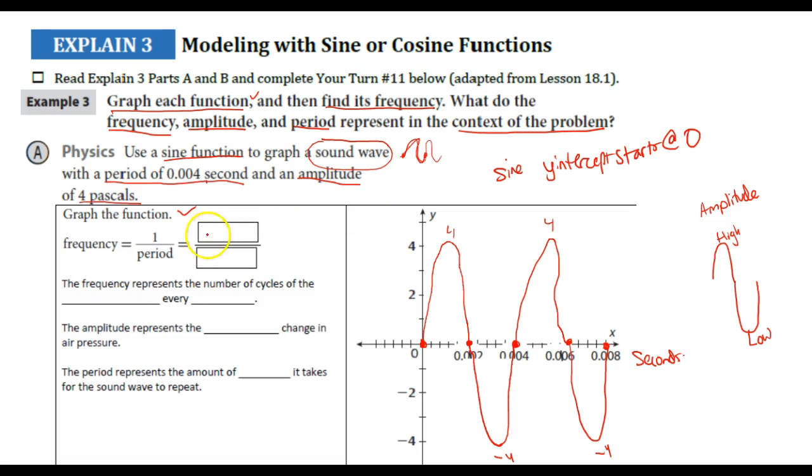Okay, now we're going to find the frequency. Now just so you know, frequency can be found by dividing 1 by your period. So that's 1 divided by 0.004 seconds. Alright, so work that out on your calculator. Take a second. And that would be about 250. So now let's fill out some sentence starters, because they said not only graph it, find its frequency. We did the first two things. That's awesome. We graphed it, found its frequency, but now we've got to tell what these values mean in the context of this problem.